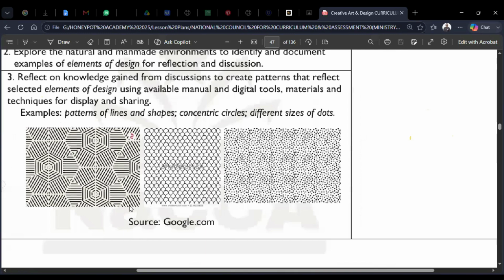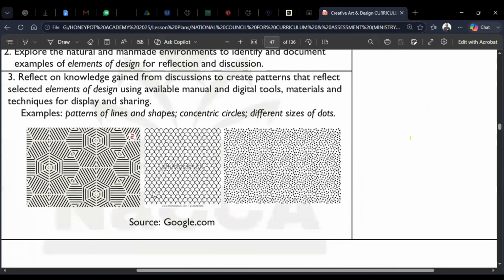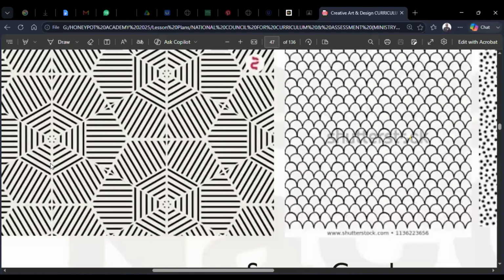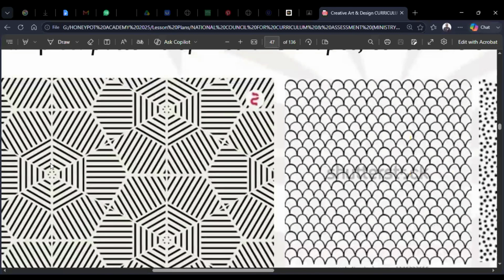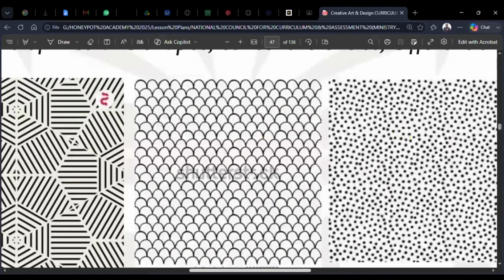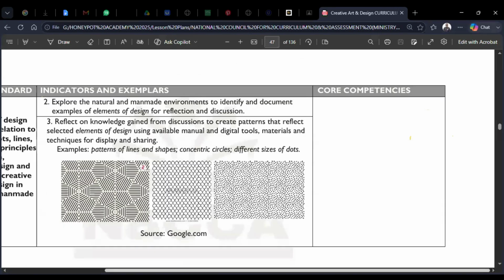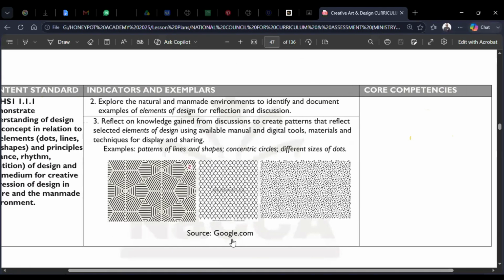So if I'm to ask any one of you to tell me the first box, apart from a spider web, what other design you can find this? They should be able to tell me. The middle one, you're able to tell me, and finally this, you should be able to tell me. So these are all the importance and rules of design. So when you talk about patterns, all what you just saw are patterns, and they come in lines and shapes.